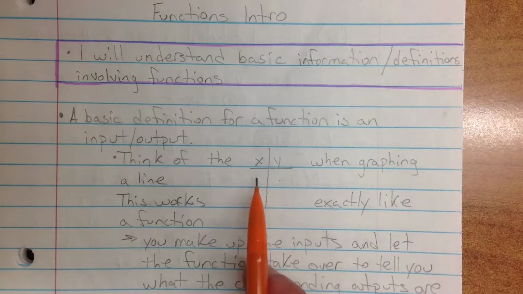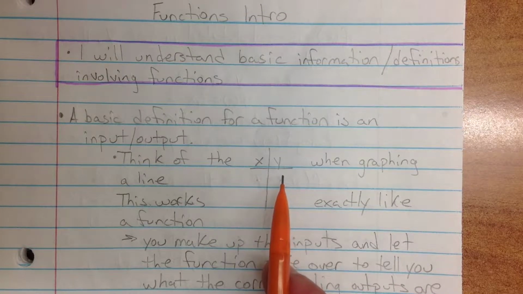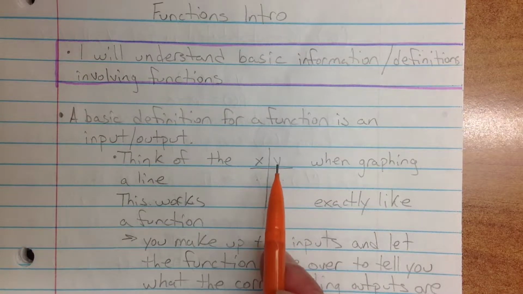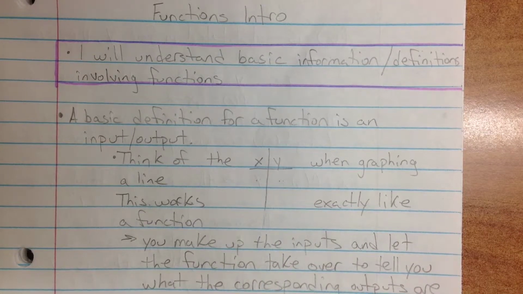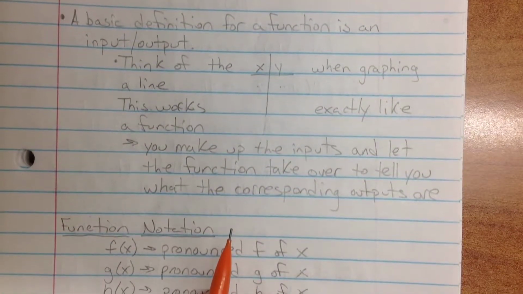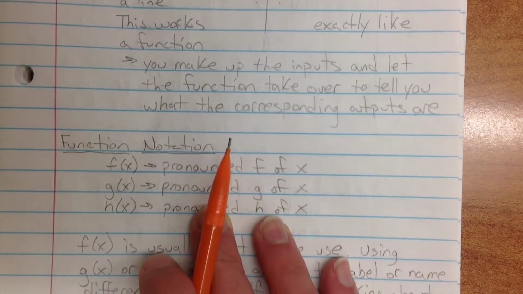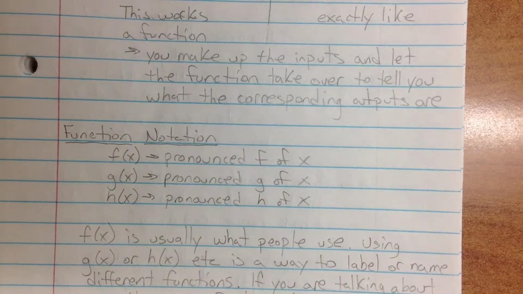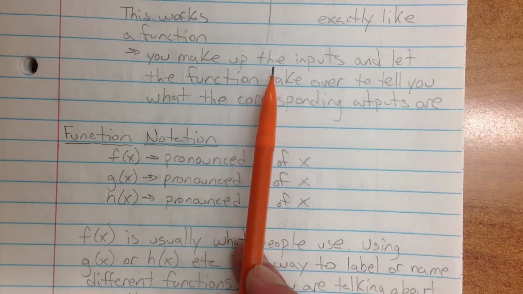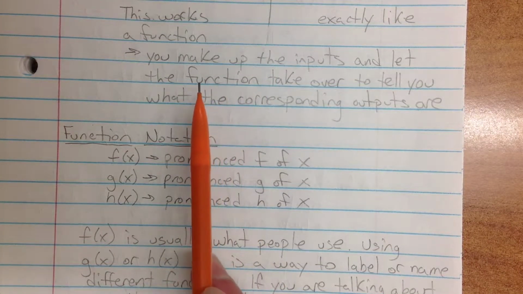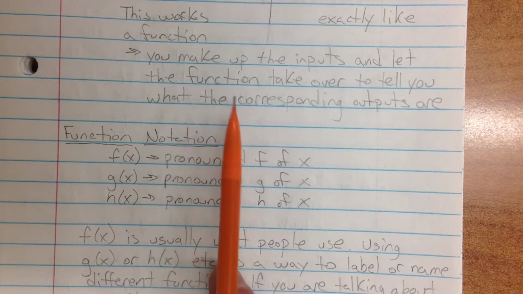So that's exactly how the function works. You pick an input, you plug it in, and let the function, or the rule, decide what the output or the y value is. One of the other things that I want you to understand is that you are in control of the input, and the function is in control of the output.